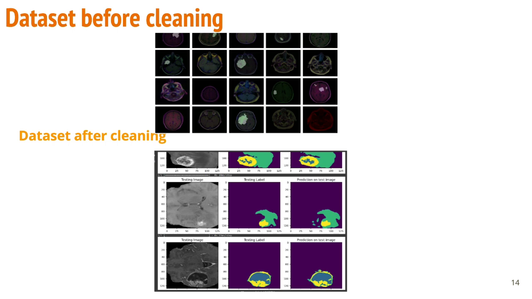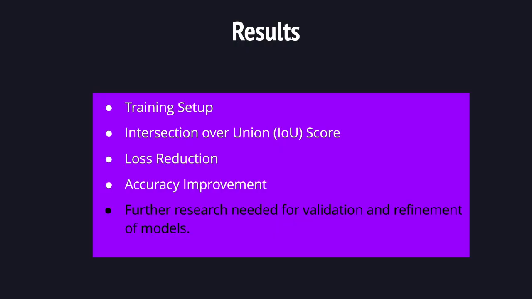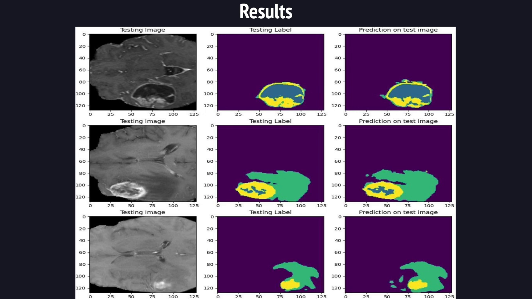So in the result, we can see the loss reduction, the accuracy improvement, and the intersection over union score. So this is our final result that we have already shown in our Colab code.